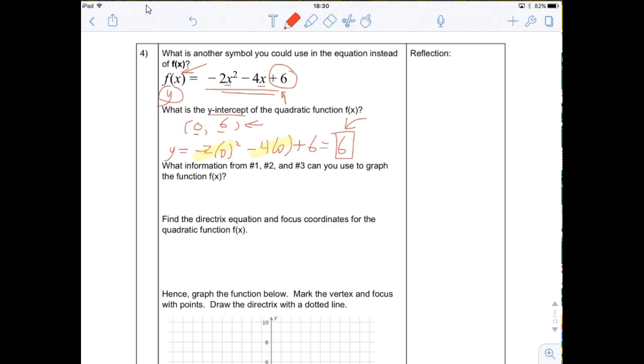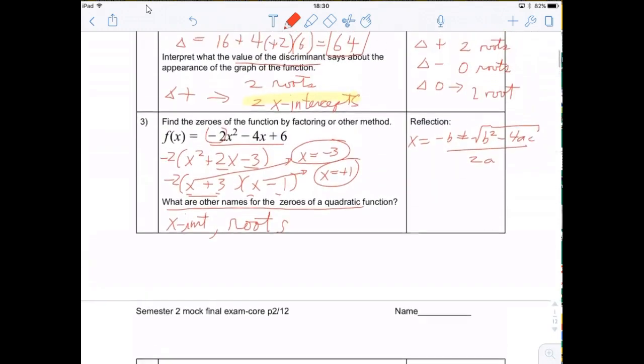What information from number 1, number 2, and number 3 can you use to graph the function f of x? Do you see that this is the same f of x as before? Remember that we have the vertex from before. The vertex is -1, 8. We also know that the axis of symmetry is x equals -1, but we already have that taken into account by the -1 here. We also know that the y-intercept is 6. We just got that.